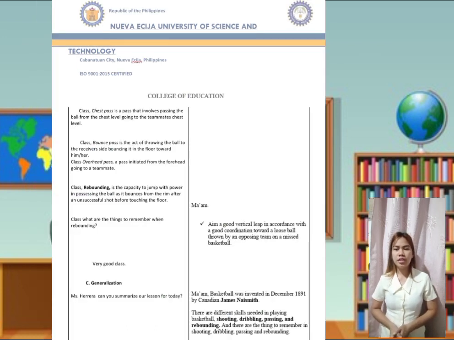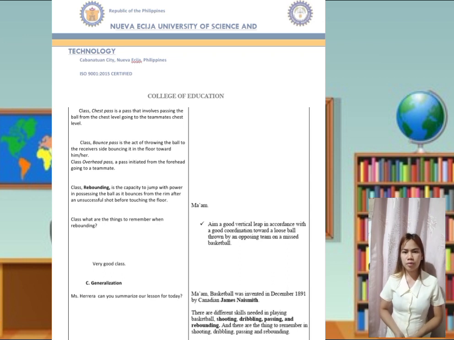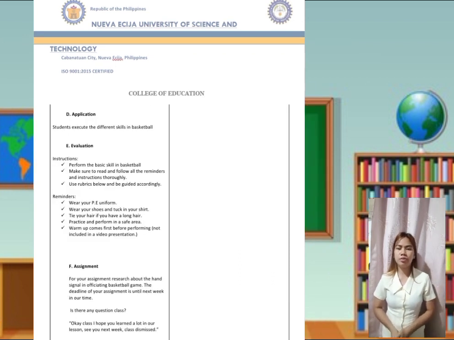After the discussion, I will proceed to the generalization. I will ask one of my students to summarize the lesson and my student will respond. Let's proceed to the application. For the application, I will ask my students to execute the different skills in basketball. Next is evaluation. For the evaluation, my students will perform the basic skills in basketball.